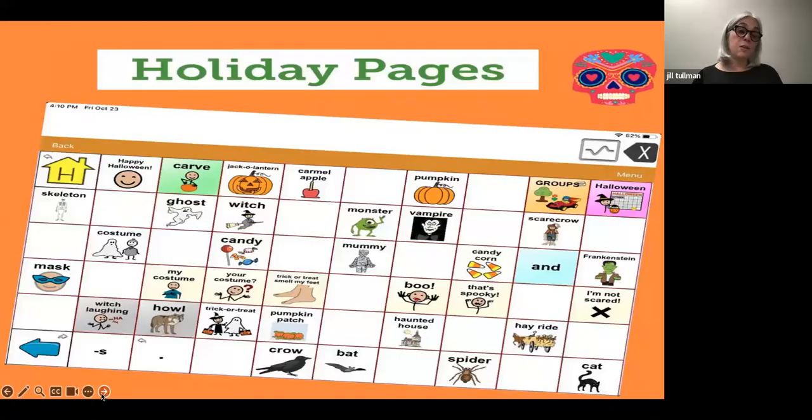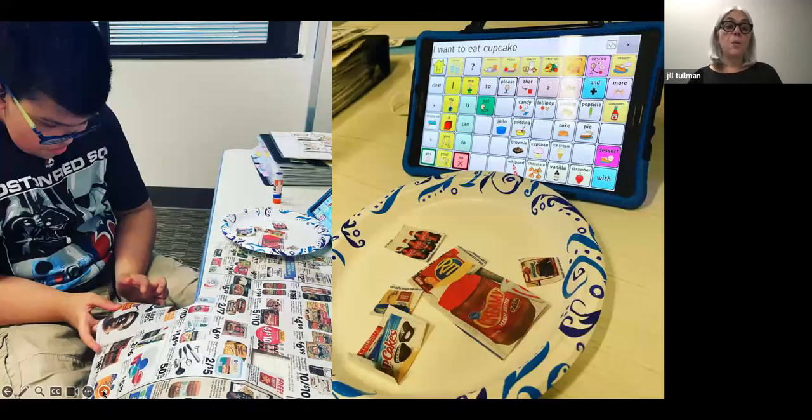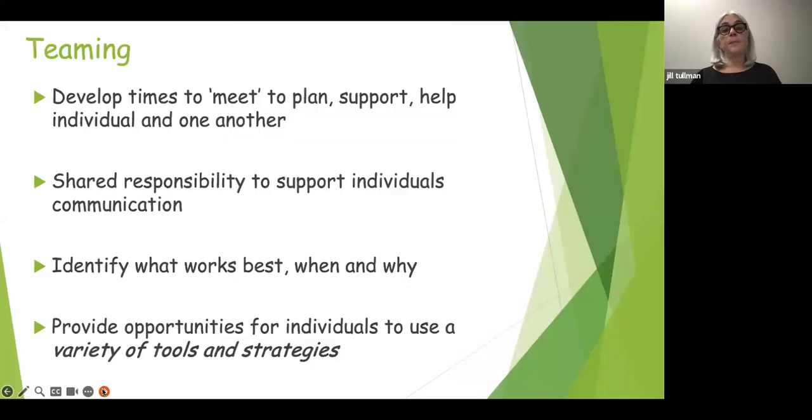Seasonal activities are wonderful. Here's just an example of a Halloween customized page in someone's communication device. This is Angel. He was putting together his Thanksgiving plate, what he wanted for Thanksgiving. Clearly, cupcakes and peanut butter were bigger hits than turkey. I'm going to skip that.